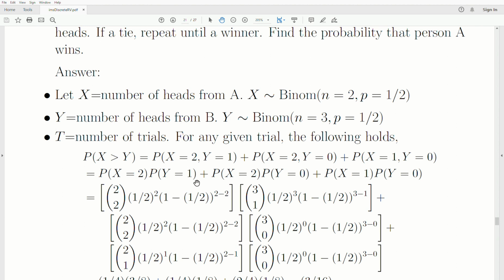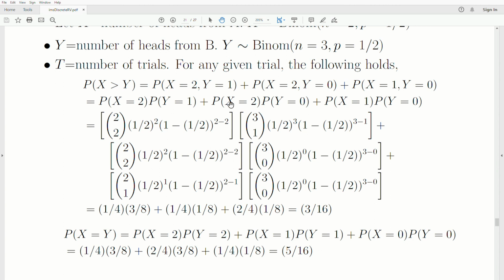And then for Y equal 1, we plug it in: 3 choose 1, (1/2)^3, (1 minus p) to the 1/2. And then we do that for each of these, right? Because each of those are just binomial random variables. We can crunch the numbers, and the answer is 3/16. On any given trial, the probability that A wins is 3 out of 16.